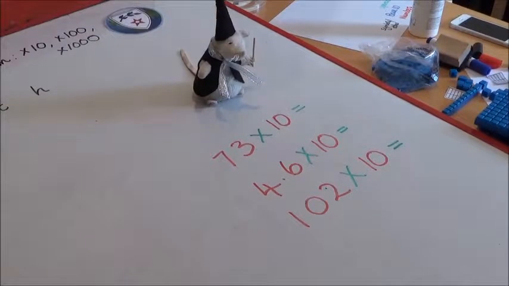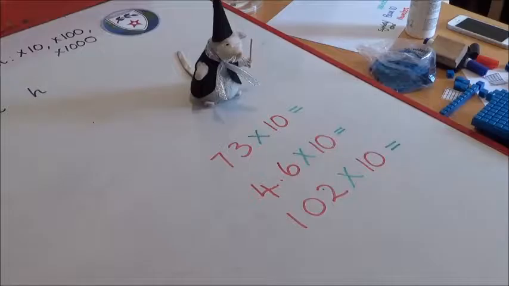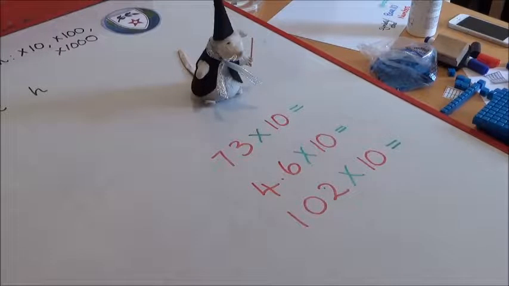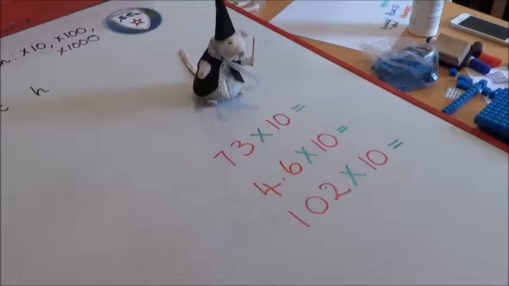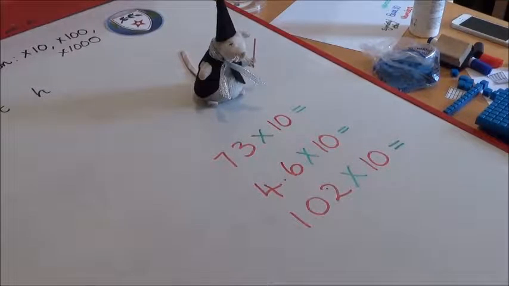Have a go at some of these questions. Magic Merv's going to times 73 by 10, 4.6 by 10 and 102 by 10. Pause the video, have a go, and we'll go through the answers together.